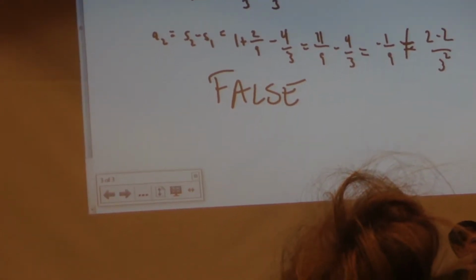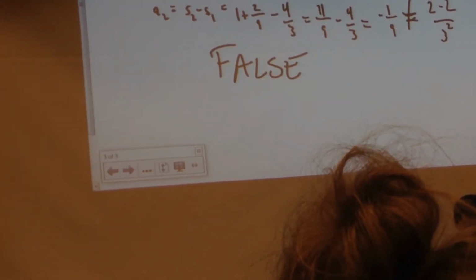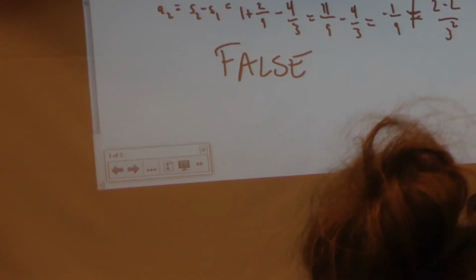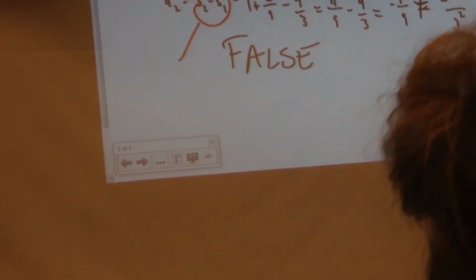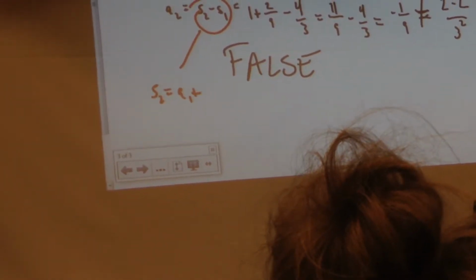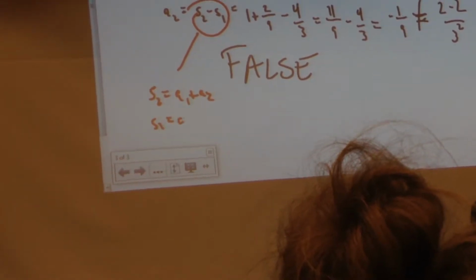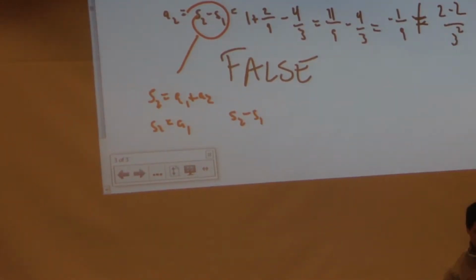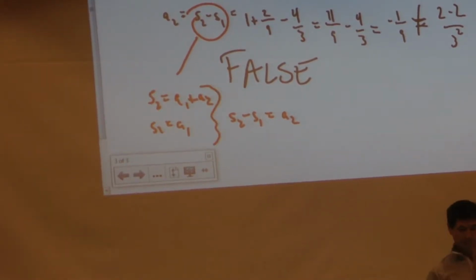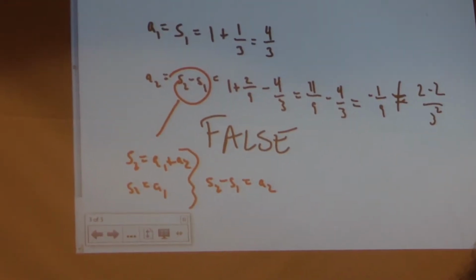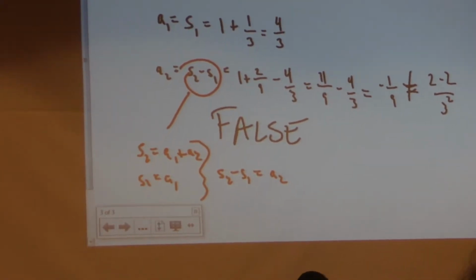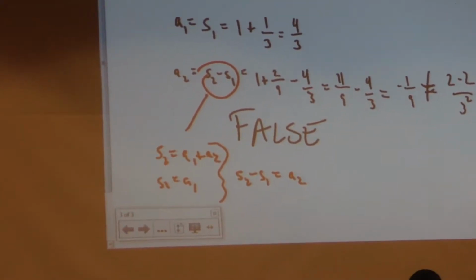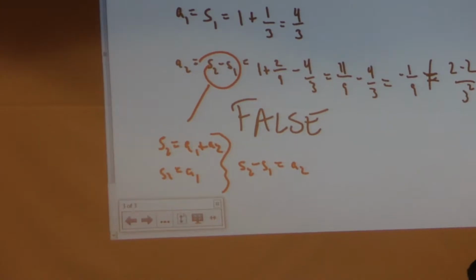Why do you subtract S1 from S2? So because S2 is A1 plus A2, S1 is A1, so S2 minus S1 equals this. Yeah. Oh yeah, we can move on to the next, unless there are more questions on this one?